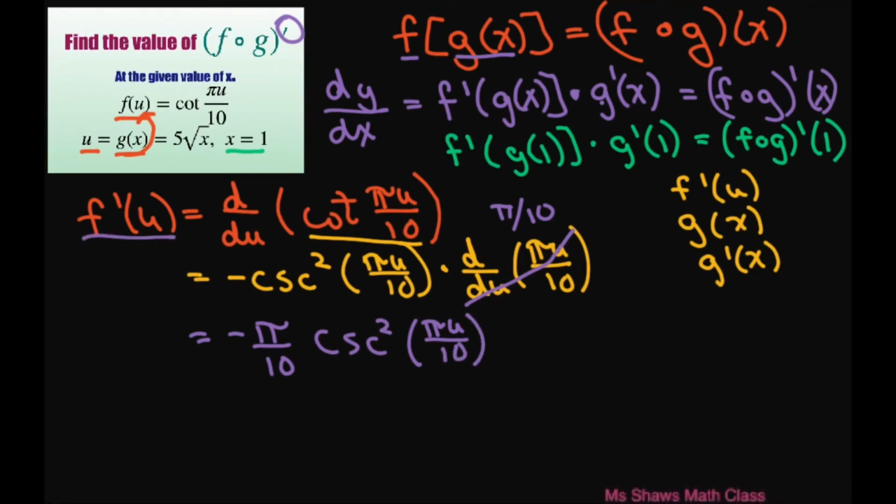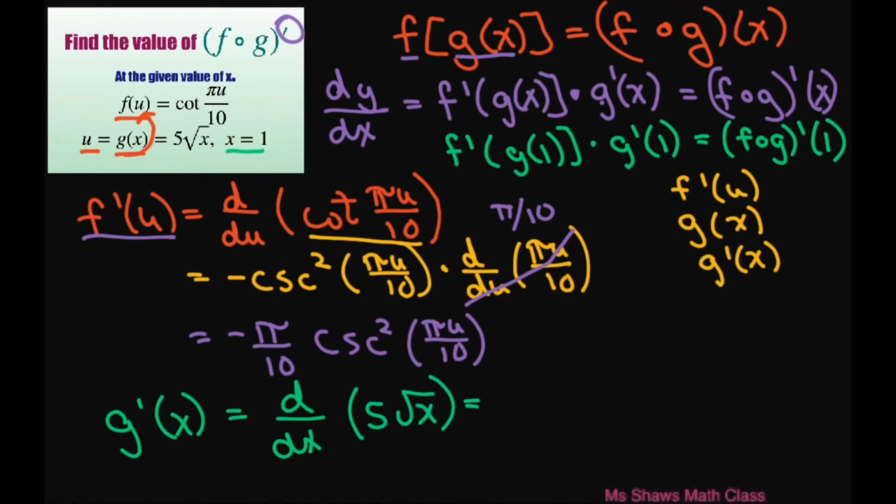Now we are going to look at g prime of x. That's going to be, when you differentiate with respect to x, 5 square root of x. And that just equals 5 divided by 2 square root of x. All right, now let's go back and use our formula.